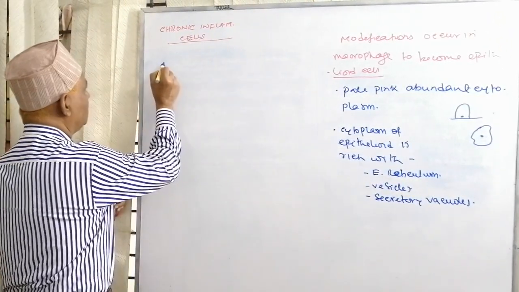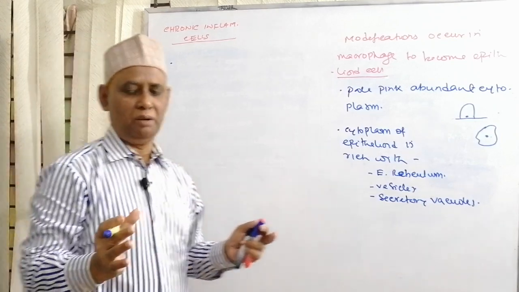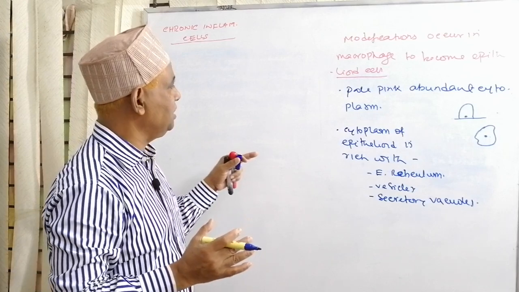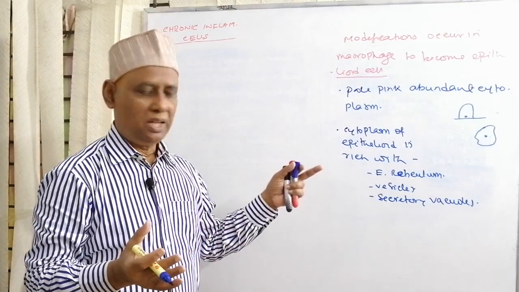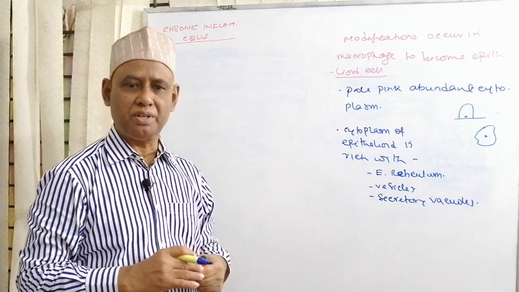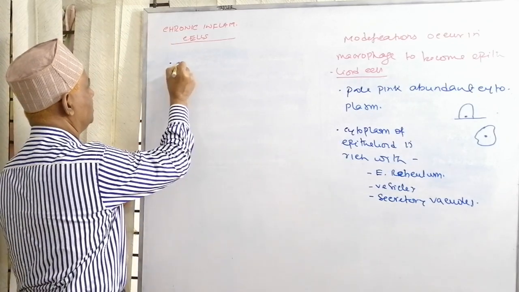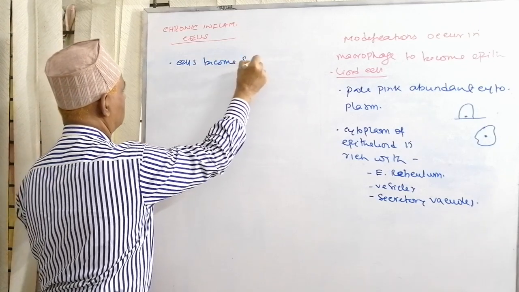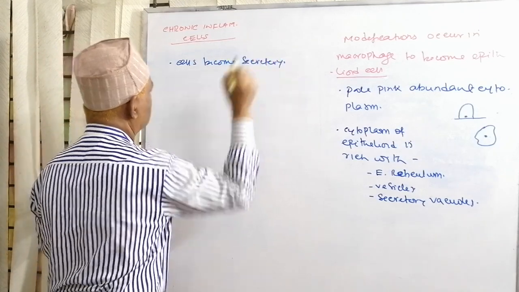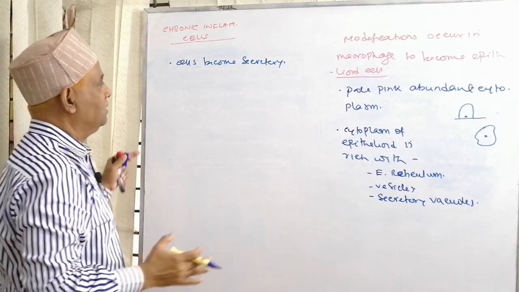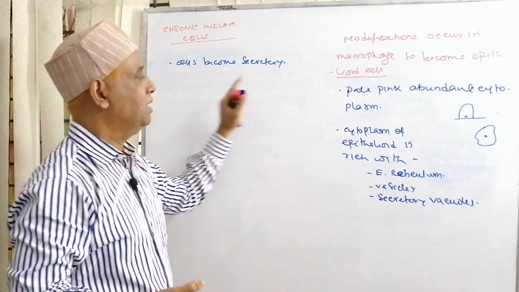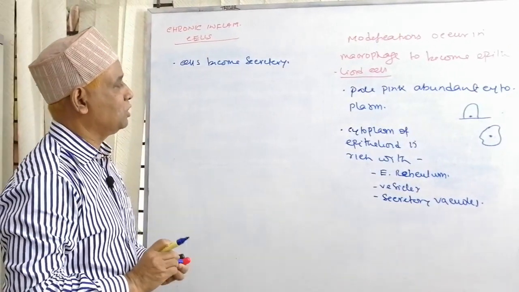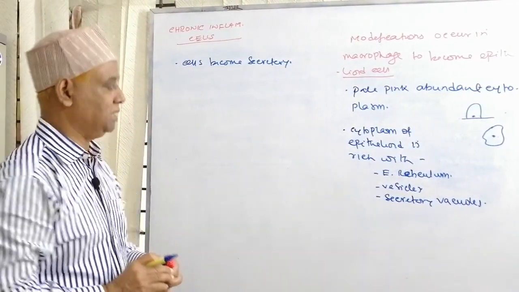Another modification: the macrophage is a potent, very important phagocytic cell. The phagocytic activity of the cell is lost, and the modified macrophage becomes secretory. So the cell that was phagocytic is converted to secretory like the epithelium. So these are the modifications that occur in the macrophage to become an epithelioid cell.